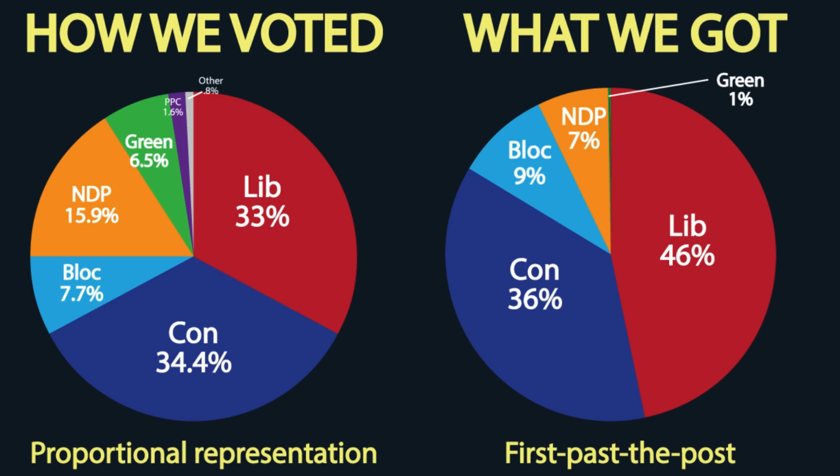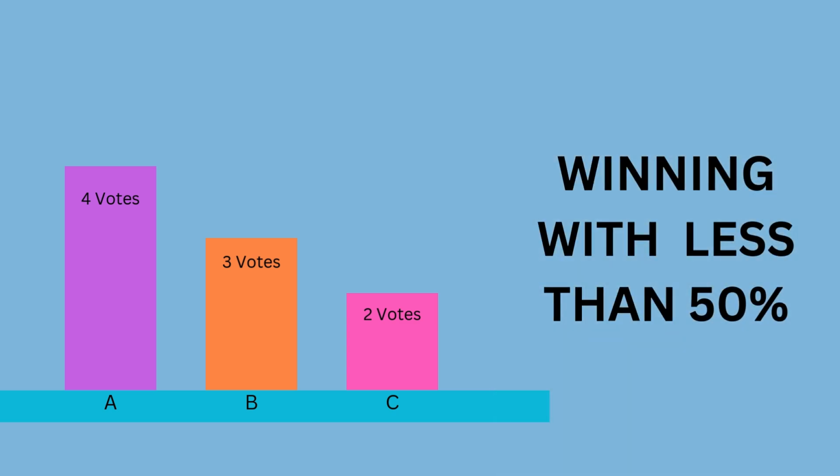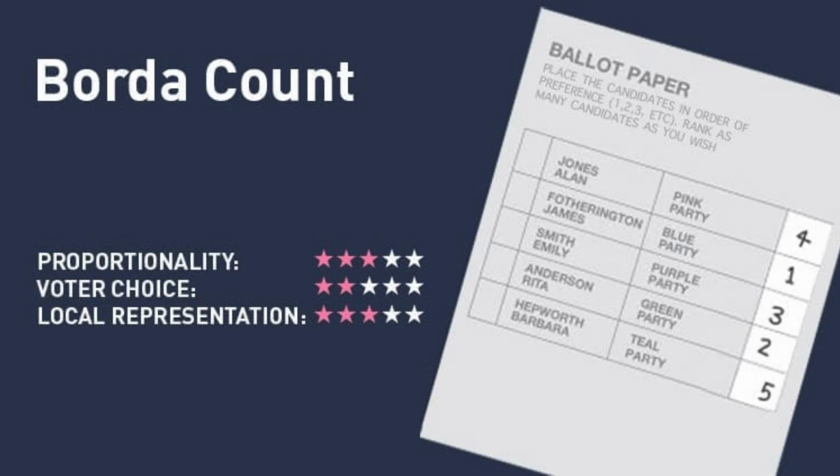First, we have the plurality voting system, also called first past the post. Here, each voter selects one candidate, and the candidate with the most votes wins. This is simple but can result in a winner without majority support. For example, if candidate A gets 4 votes, B gets 3, and C gets 2, A wins, even though most voters didn't choose A.